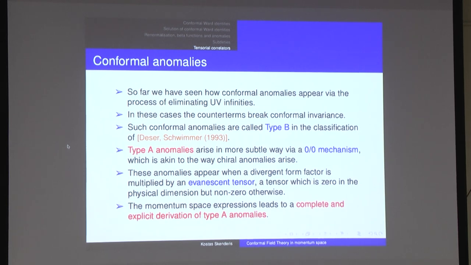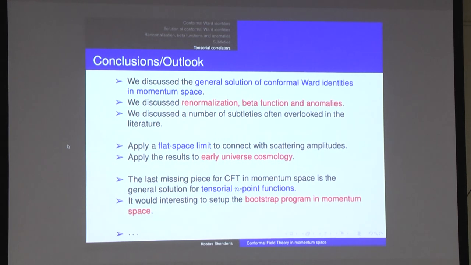Okay, good. This was quite quick, let me now conclude. What I discussed today is the general solution of conformal Ward identities in momentum space. We also discussed how to normalize and the role of beta functions and anomalies. We discussed a number of subtleties which are often overlooked in the literature.